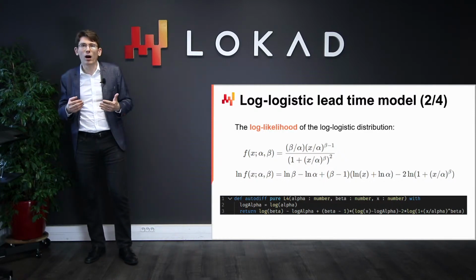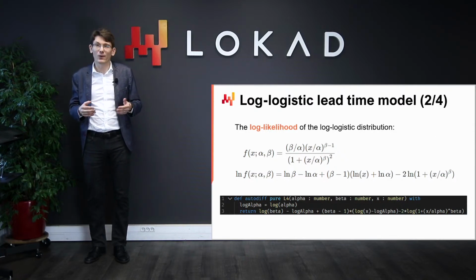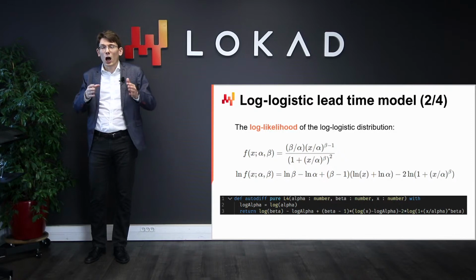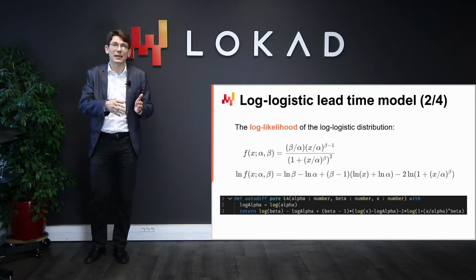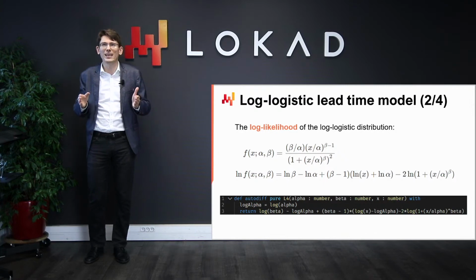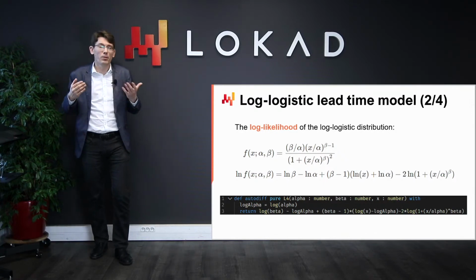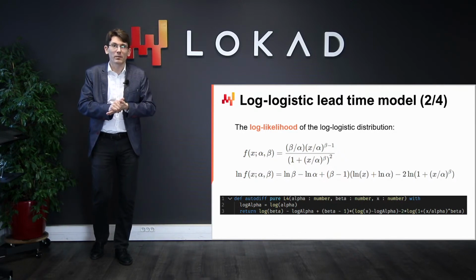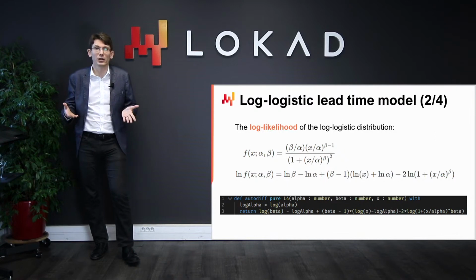At line 1, the function L4 is introduced. L4 stands for log likelihood of log-logistics. Yes, that's a lot of L's and a lot of logs. This function takes 3 arguments, the 2 parameters alpha and beta plus x, the observation. This function returns the logarithm of the likelihood.